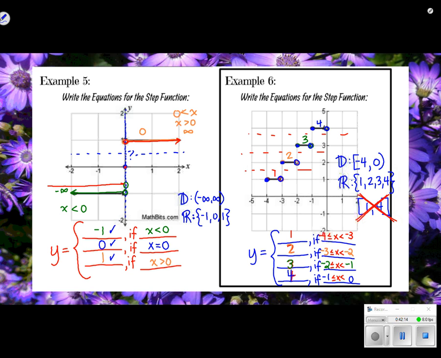There are gaps in the range. So for step functions, the range is going to be discrete. You list each y value individually. For the domain, you can have breaks in the domain, but most of the time they overlap, and you can do a continuous domain. It just kind of depends on the situation that you're in.